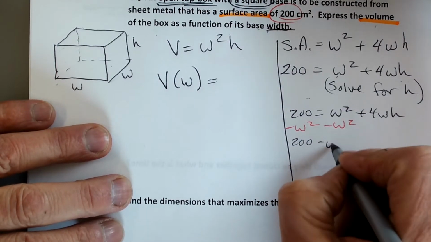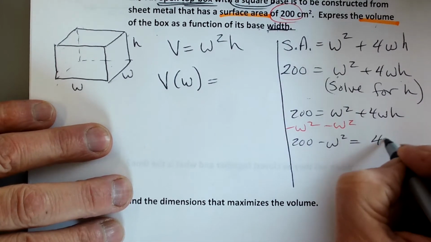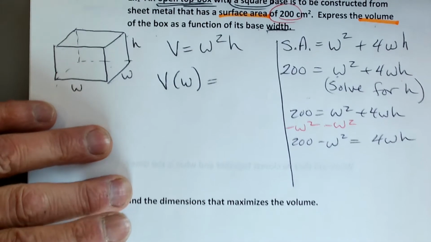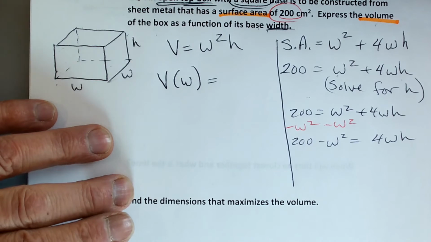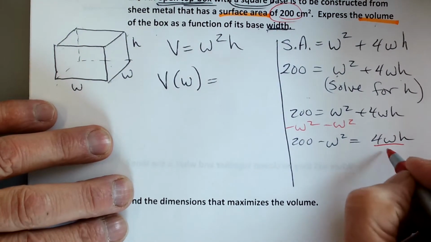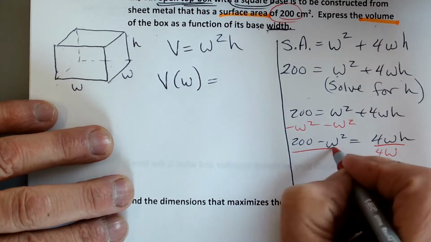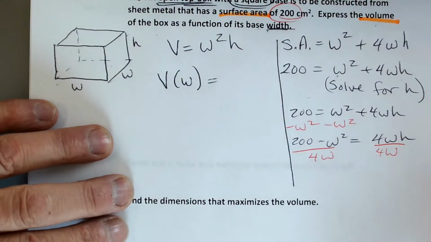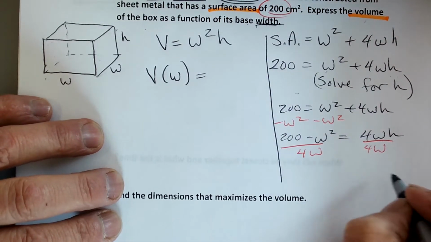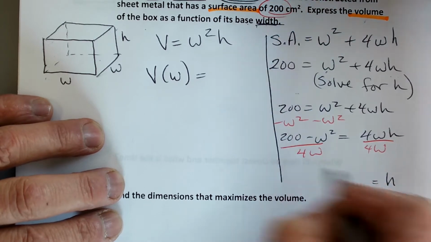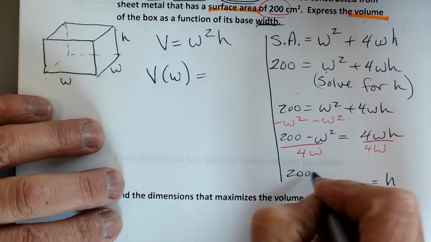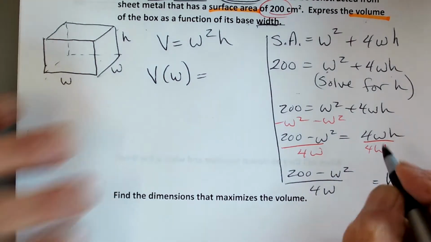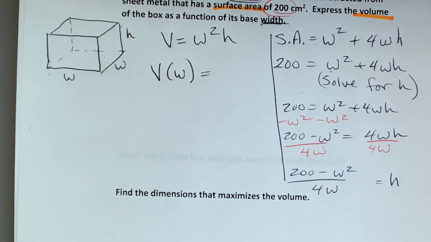I'll have 200 minus w squared equals 4wh. So I want to solve for h. My whole point of this is to solve for h. I'm going to divide then by 4w. And I might leave it in this form for right now, and I think you'll see why in a second. So I've got h equals 200 minus w squared over 4w, okay? Just leave it in that form for right now because I think you're going to see why.